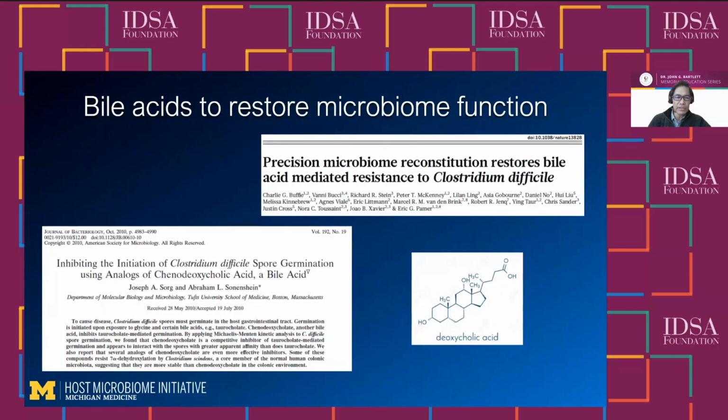So it's been looked at, and it was suggested by Joe Sorg when he was a postdoc with Link Sonnenschein, that organisms that could restore bile acid metabolism, such as Clostridium scindens, could actually help restore microbiome function. And in this particular case, we're talking colonization resistance against C. difficile. Eric Pamer and his group, using a bioinformatic approach, came up with the same conclusion. And they showed, again, that Clostridium scindens, if they administered it in a mouse model of C. difficile infection, they could restore colonization resistance. And this was associated with restoring bile acid metabolism to a more baseline normal state. Next slide, please.